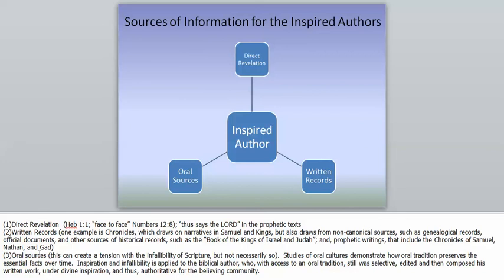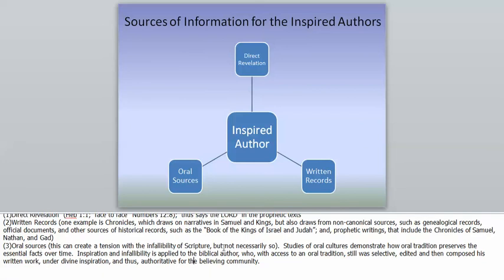Now, oral sources. This gets a little tricky, but we have evidence of cultures being able to preserve things quite well through an oral transmission over time. Now, inspiration and infallibility is applied to the inspired biblical author who may have had access to an oral tradition. I think of Moses being the educated one who finds his historical roots in Israel, and those Israelites who were in Egyptian bondage. You've got some time that passes, 400 years, between the period of the patriarchs to the time that Moses enters the scene.